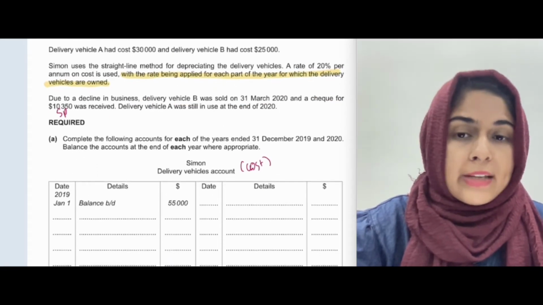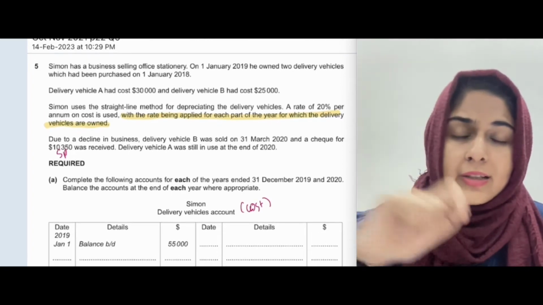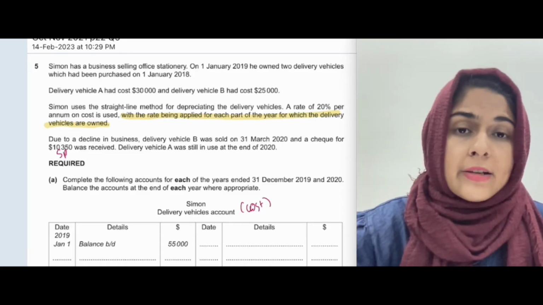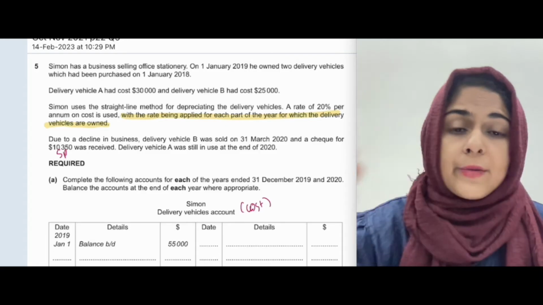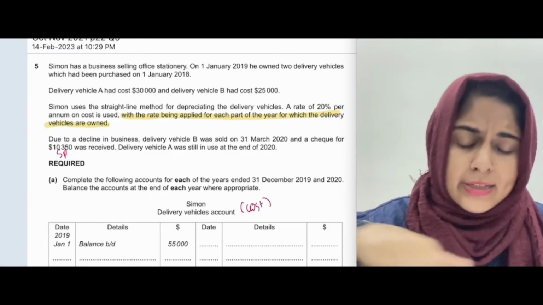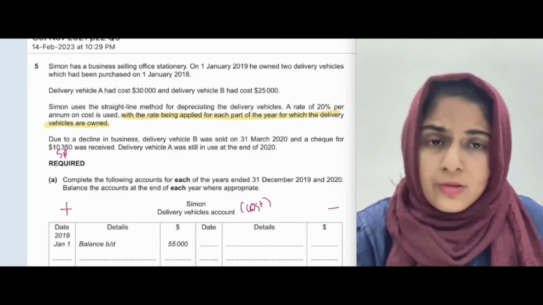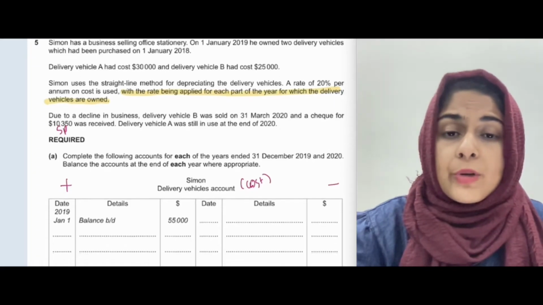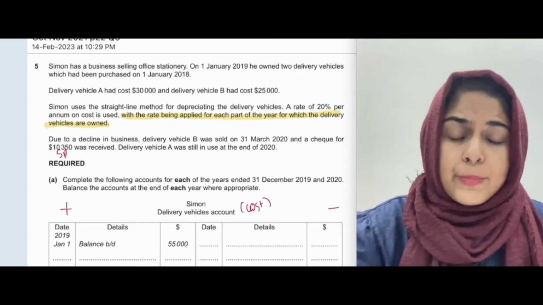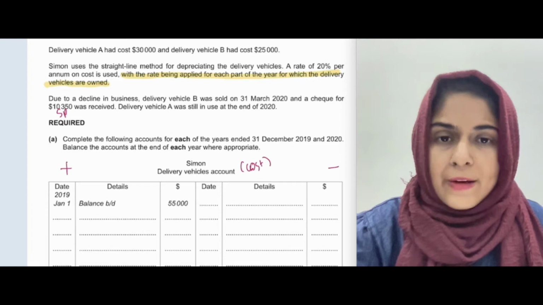This is the cost of motor vehicles at the start of the year. And one important thing to note here is that we are not purchasing any delivery vehicles in year 2019. We are not purchasing any delivery vehicles, we are not basically selling any delivery vehicles in 2019. This account basically increases on the debit side and decreases on the credit side. Okay, so if you were purchasing any delivery vehicle, you would record that on the debit side with the purchase price, but you are not purchasing any motor vehicle, so you don't have to worry about that.